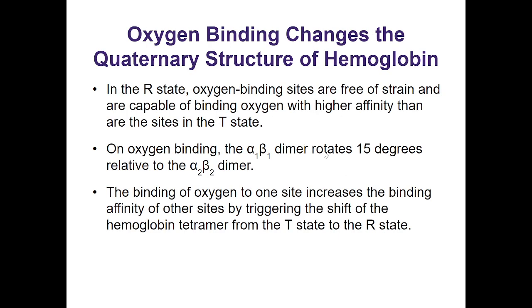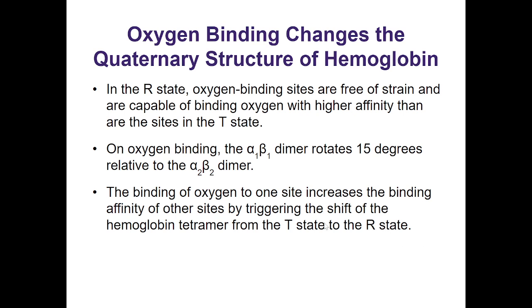Okay, so on oxygen binding, the A1B1 dimer is going to rotate 15 degrees relative to the A2B2 dimer. Remember how I said it's like your hands being put on top of each other, like you're grasping them? When you bind an oxygen, it's actually going to rotate your hands, and when you unbind them, release them, it's going to rotate them back. So binding of oxygen to one site is going to increase your binding affinity at your other sites by triggering that shift of the hemoglobin tetramer from the T state to the R state.